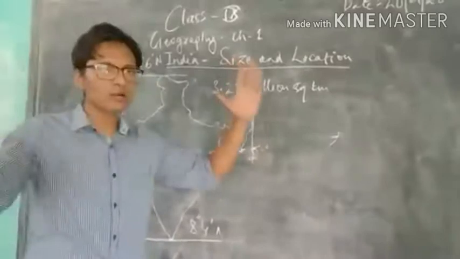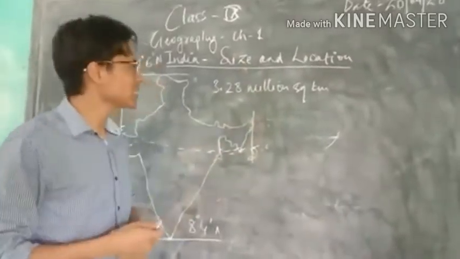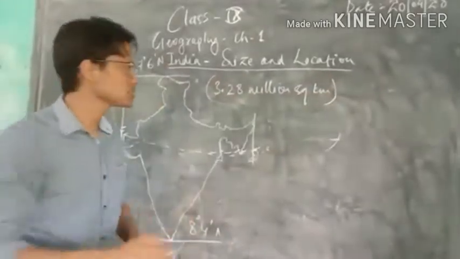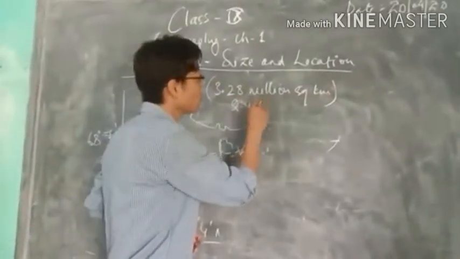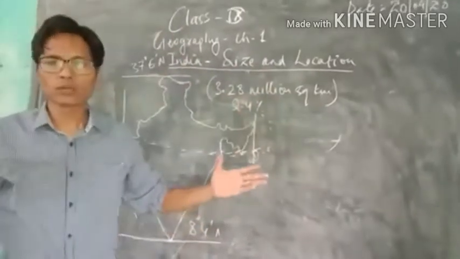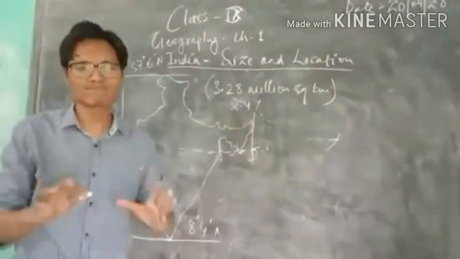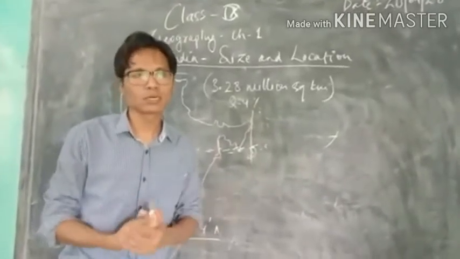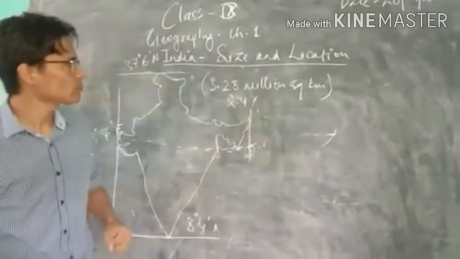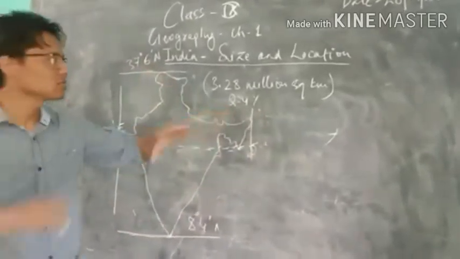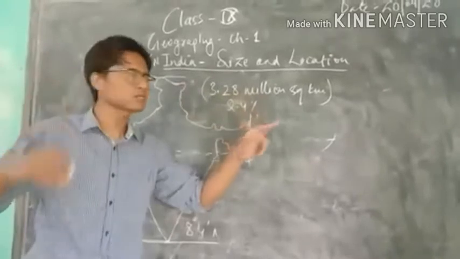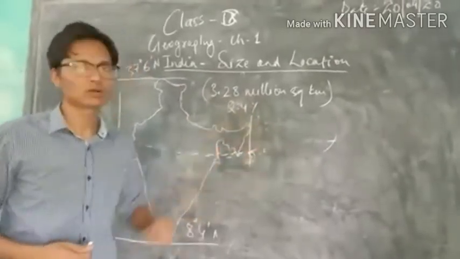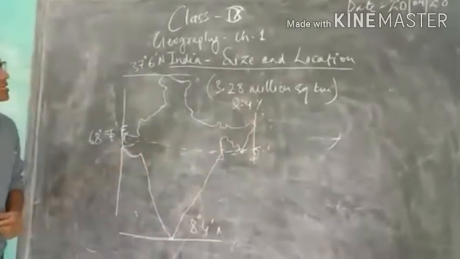So in the world India is the 7th largest, and in terms of percentage, India covers 2.4% of the whole world's land area. It's quite small in size, but still considerably important. This much portion of the land on the earth belongs to India. So that is the size of India.